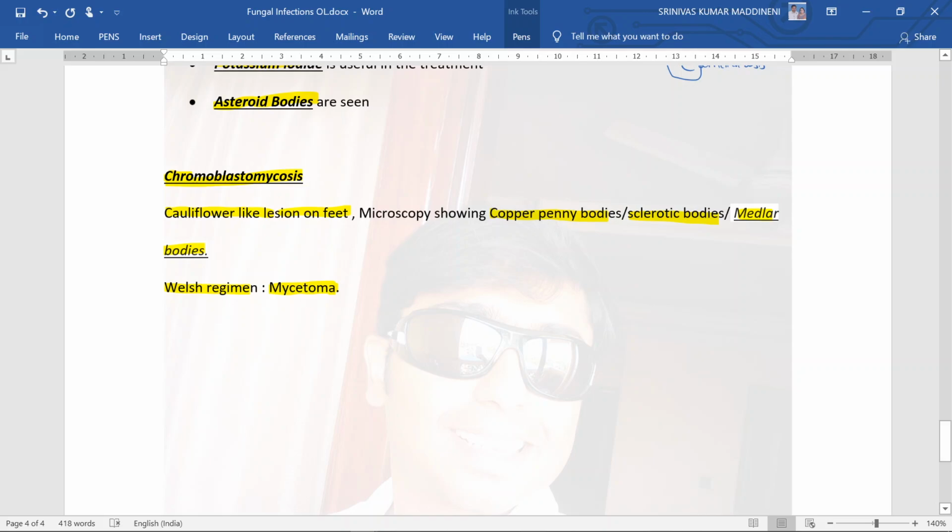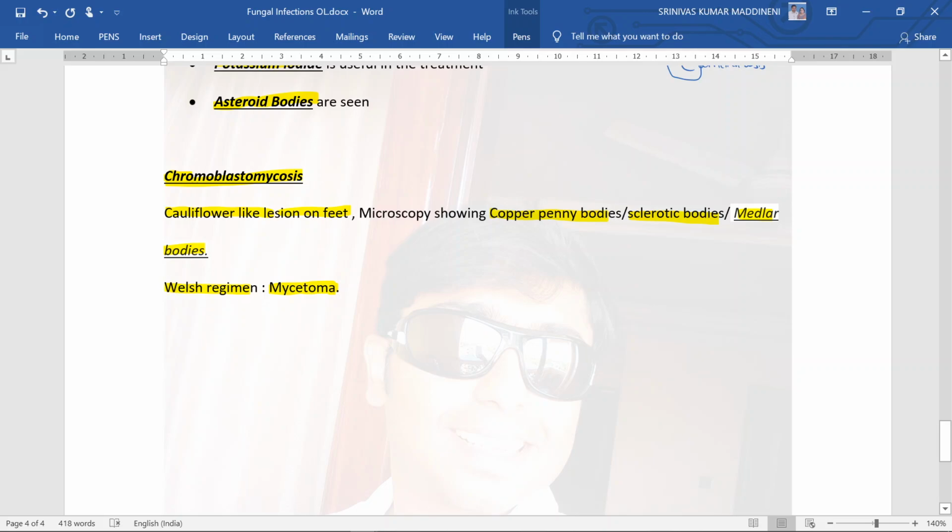Chromoblastomycosis is another deep mycosis. In the question they will give a person presenting with a cauliflower-like lesion on the feet with microscopy showing copper penny bodies, sclerotic bodies or medlar bodies. Then the answer will be chromoblastomycosis.